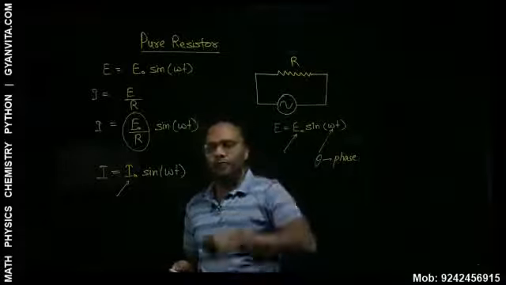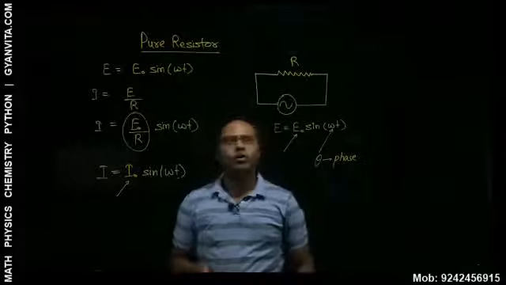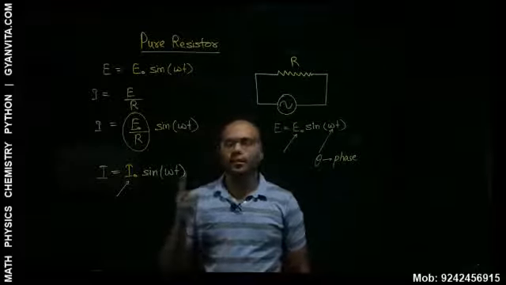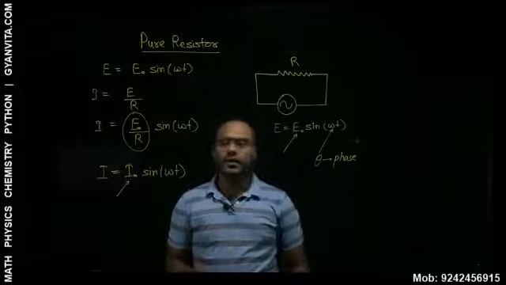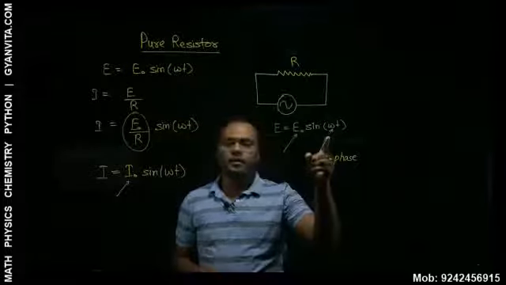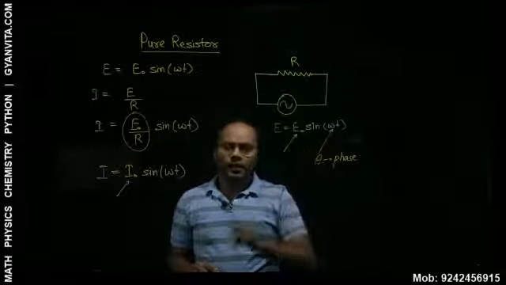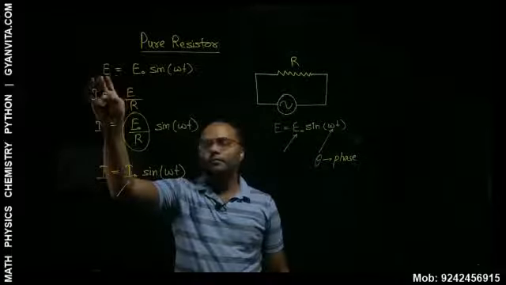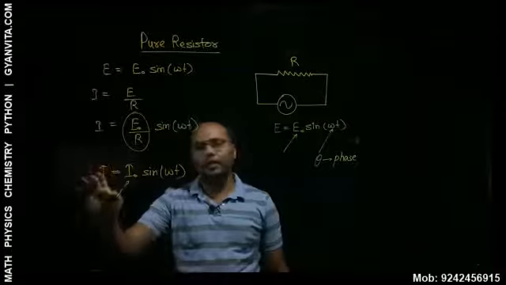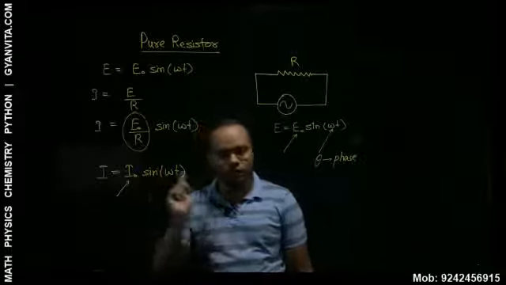Because based on that, we will draw two diagrams, called the wave diagram and the phasor diagram. Phasor diagram is simple. Phasor diagram is a vector diagram where we show E and I, that is EMF and current, both as vectors. They are not vectors.